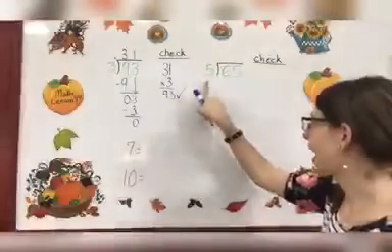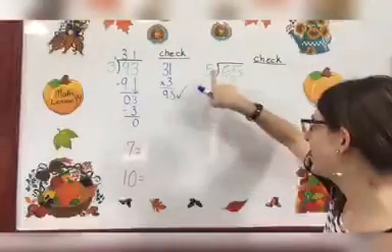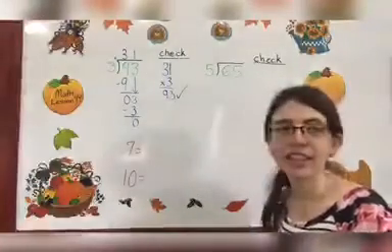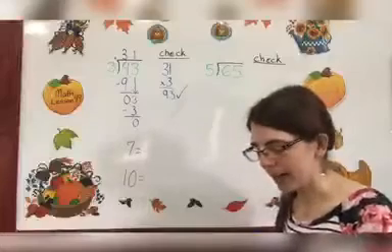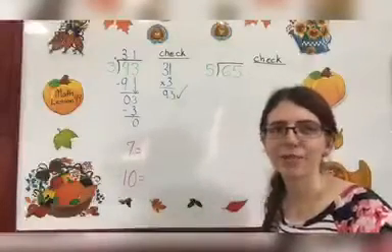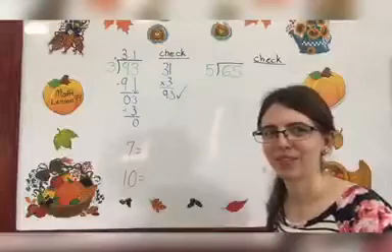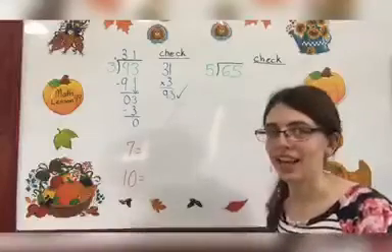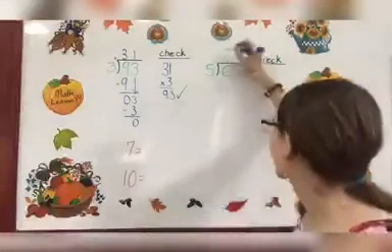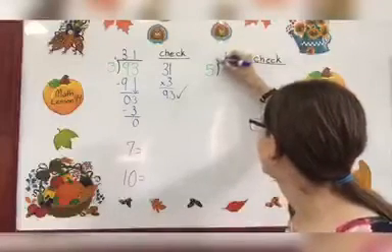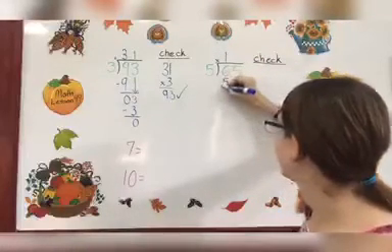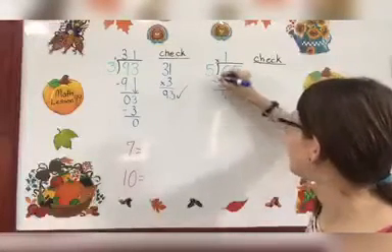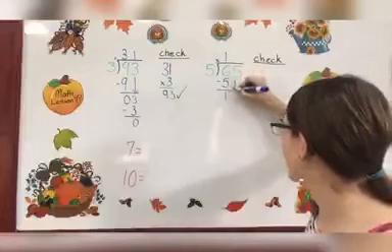65 divided by 5. We start with our first digit. 6 divided by 5. Well, 6 cannot evenly be divided by 5. But what times 5 gets me super close to 6 without going over? 1 times 5 is 5. 2 times 5 is 10. 10 is too big, so I have to use 1. 1 times 5 is 5. 6 minus 5 is 1. 1 is less than 5, so I bring down my next 5.